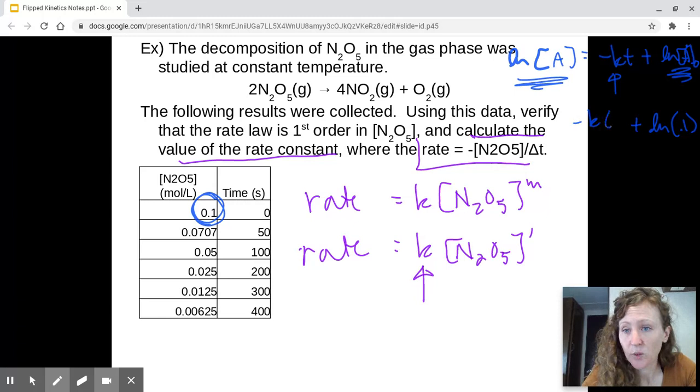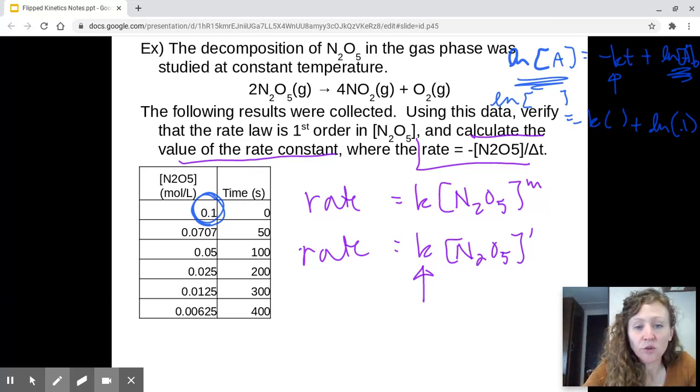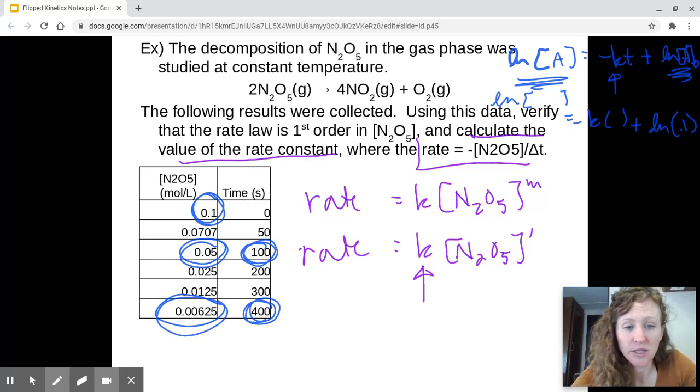Negative K, we want a value for T, equals natural log of A. Okay, so the A and the T are going to correspond to each other. If you choose 100 for your T, that means 0.05 is going to be your A. If you choose 400 for your T, that means that this 0.00625 is going to be your A. These two have to go together.